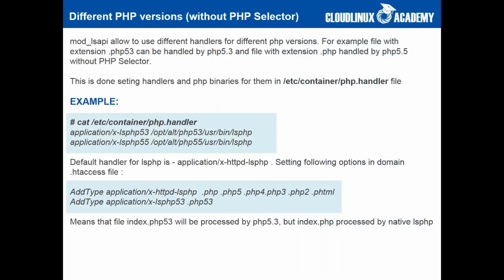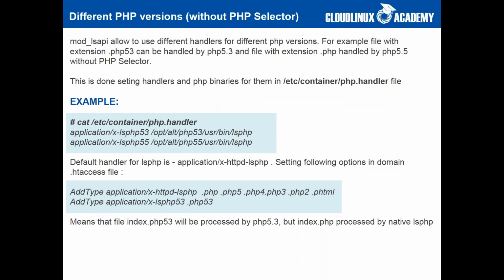Mod LSAPI allows you to use different handlers for different PHP versions. For example, a file with the extension .php53 can be handled by PHP version 5.3, and a file with the extension .php will be handled by PHP 5.5. This is done by setting handlers and PHP binaries for them in the /etc/container/php handler file. For example, let's create two applications for LSPHP 5.3 and 5.5 and restart Apache.